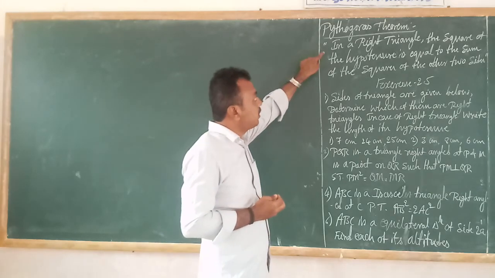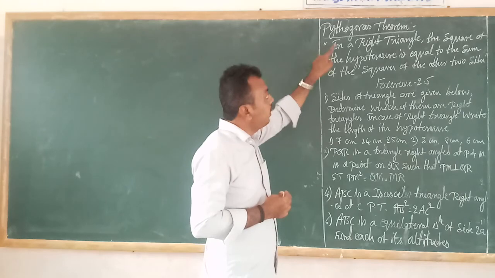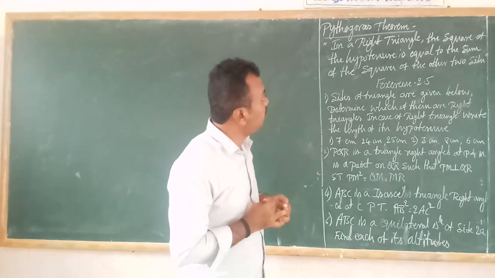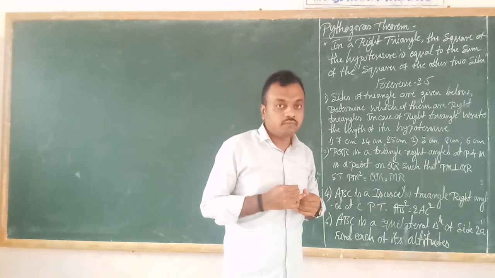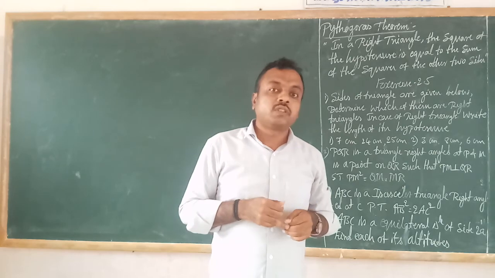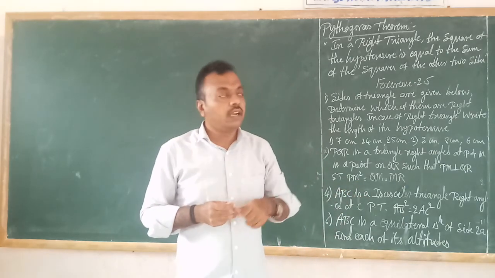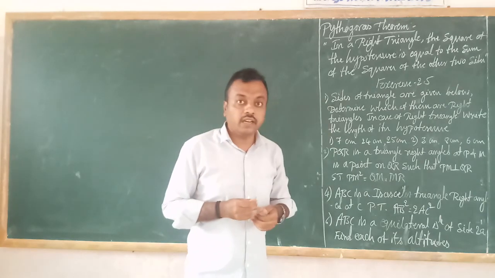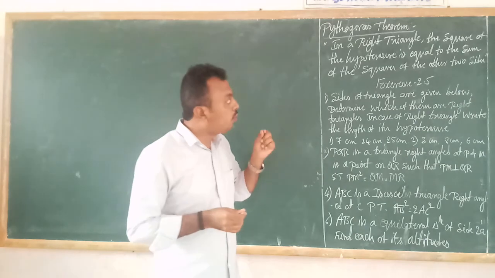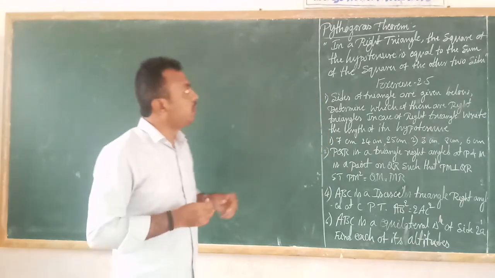See, let us prove the Pythagoras theorem. In a right triangle, the square of the hypotenuse is equal to the sum of the squares of the other two sides. In the 7th standard and the 8th standard, we learnt the Pythagoras theorem statement and the related equations. But this year, we have to discuss the proving of the Pythagoras theorem. So let us prove it.